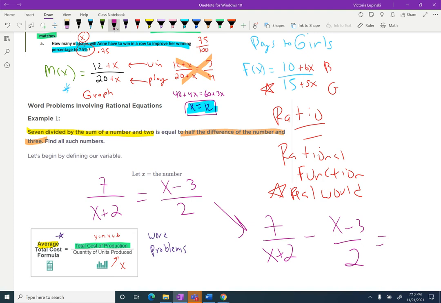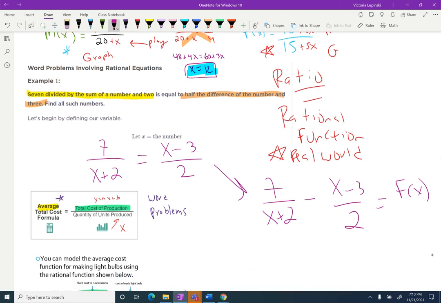You would set this equal to something depending on what the problem was asking you for, or it could just ask you to find some equation. And then you would find a common denominator, which would be the 2 and the x plus 2. And then you would go from there.